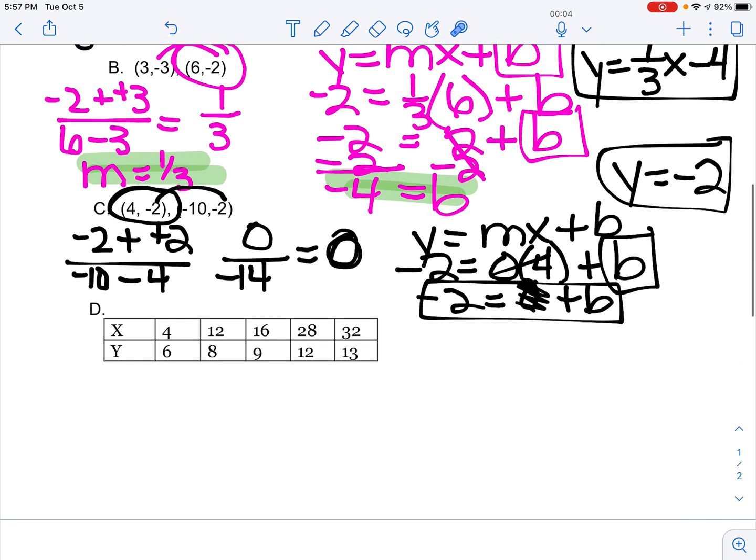Okay, the last one that we're going to do is same thing. This is a table, so I can still find the slope. So I'm going to look at my change in my y, so 6 to 8 is plus 2, and my change in my x is 4 to 12 is plus 8.